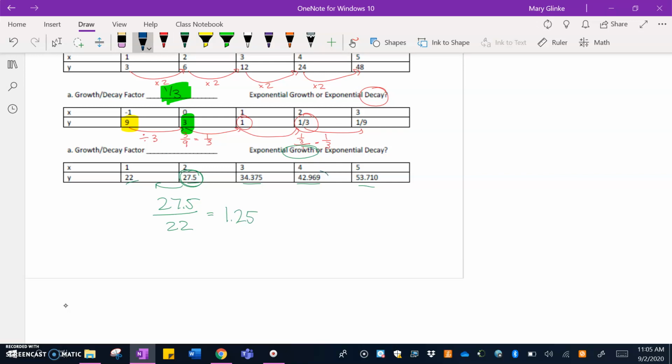Let's test another one. Let's do 42.969. We're going to divide by what came right before it, so 34.375, and you should get the exact same number, 1.25. Once you get that number, that is your growth factor here. It's 1.25. That would be your base in this problem.